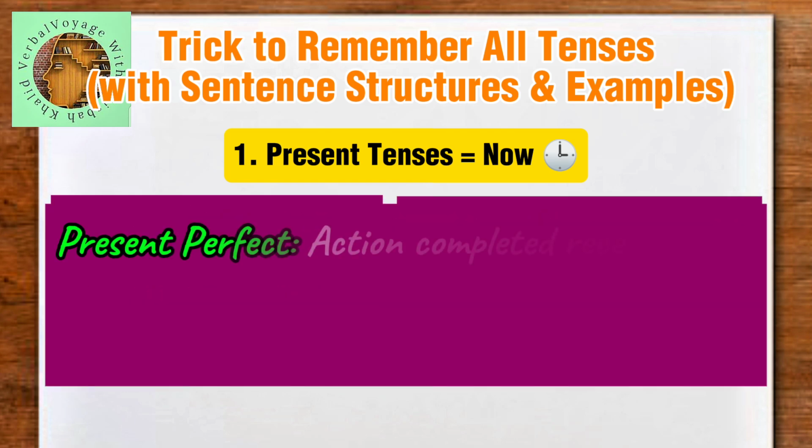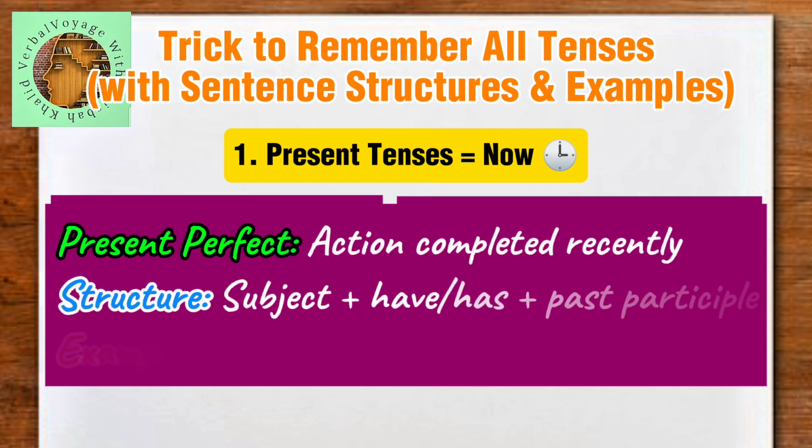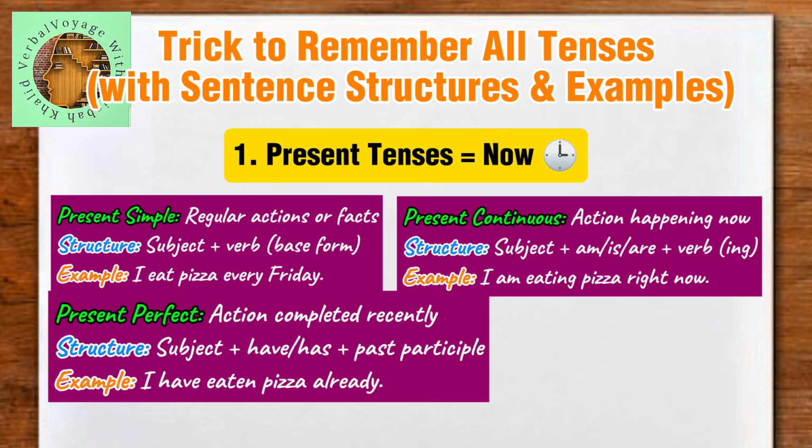Present perfect is used for action completed recently. Sentence structure of present perfect is subject plus have, has plus past participle. For example, I have eaten pizza already.